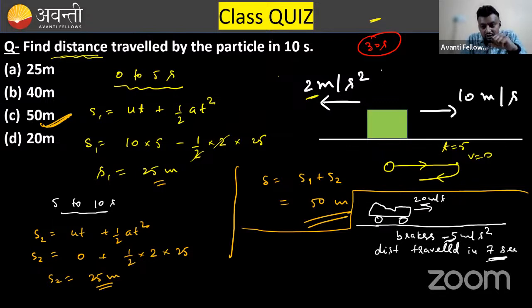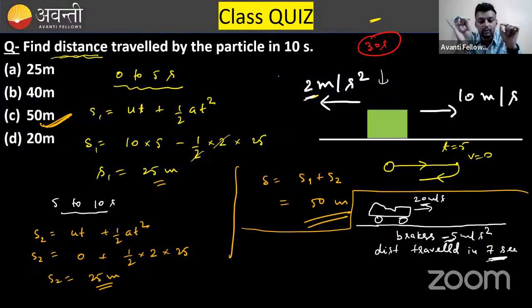In this particular question, they are not talking about the car. They are not talking about the brakes. They are talking about the particle. So this acceleration is constant, so particle will come back. It will turn around. But the car, if you have applied brakes, you have pushed the brakes, it will not return back. So for the rest of the 3 seconds, it will not move.